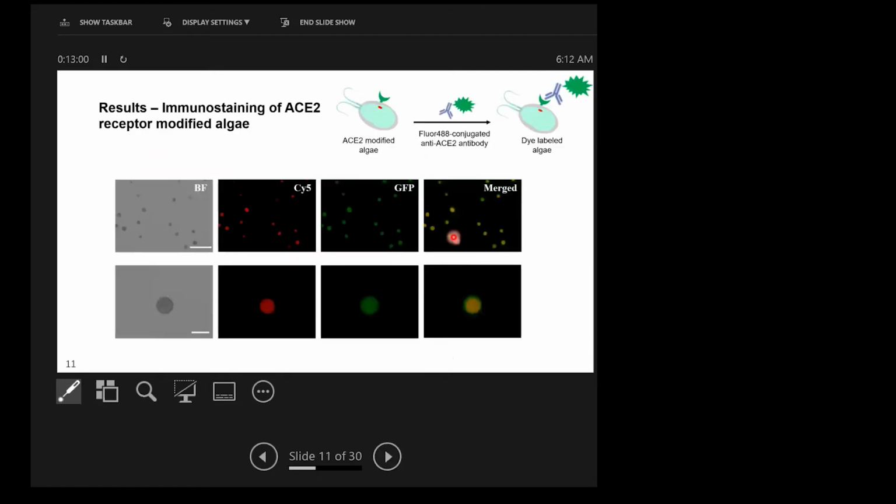And next, we performed immunostaining to visualize this ACE2 receptor attached onto the algae surface. So here we use a fluorophore 488 conjugated anti-ACE2 antibody to label this ACE2 receptor on the algae. Such antibody can specifically label the ACE2 receptor and show the green fluorescence. We can also see this green fluorescence from the GFP channel colocalize with the autofluorescence of the algae in the Cy5 channel.